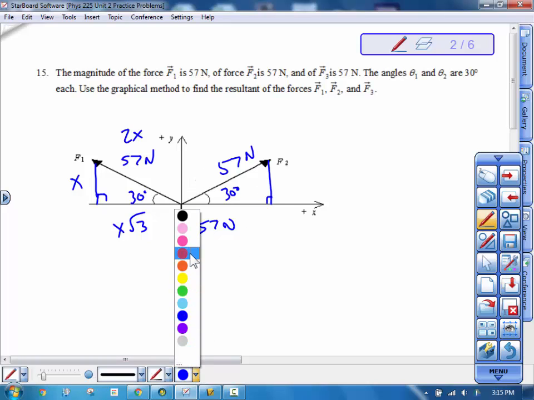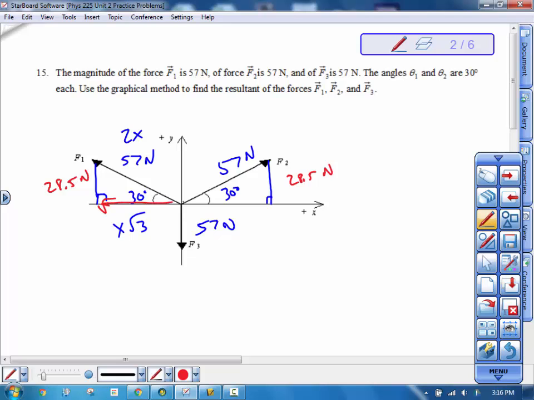So basically that means that this is 57 divided by 2, which is 28.5 newtons, and this is 28.5 newtons. And it doesn't matter what these are because they're obviously equal and opposite because they're the same. So 57 divided by 2, and then whatever that is times the square root of 3 would give you this value. But it's equal and opposite to this one, so they're going to cancel. And if you add the x's, the only two x's are these, which are equal and opposite, so those cancel to 0.